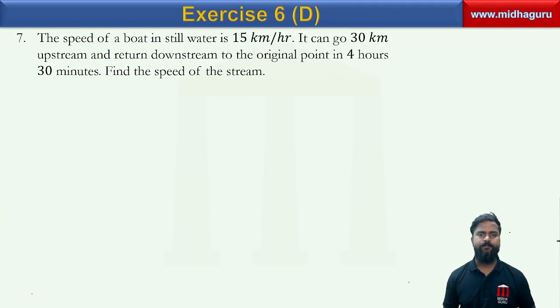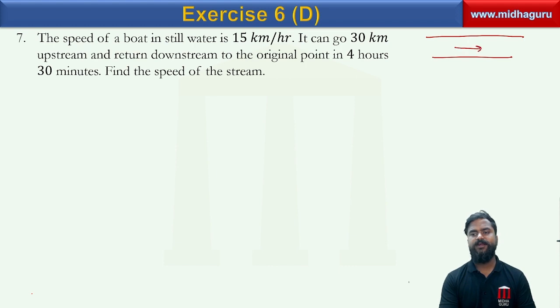Now the next question says the speed of a boat in still water is 15 kilometers per hour. It can go 30 kilometers upstream and return downstream to the original point in 4 hours and 30 minutes. Find the speed of the stream. Here you have to understand that in a stream, water flows in a certain direction. So when the boat moves against it, that we call upstream, the speed of the water is acting against the boat. So it effectively decreases the speed of the boat.